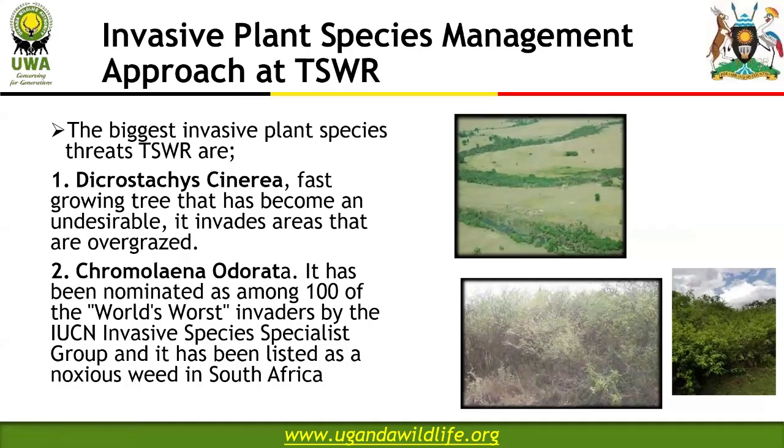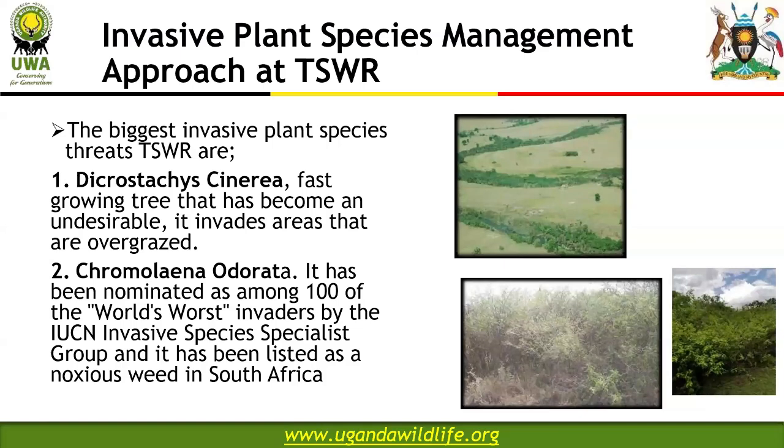And now this is what you can see with Dichrostachys cinerea. The picture you're seeing here is Dichrostachys cinerea, which most of us know: where it establishes itself, it closes the whole life around it, and it becomes very thick and impenetrable. You cannot go through it, and the animals themselves cannot go through it, and where it establishes itself, it suppresses all the native grass species around it.